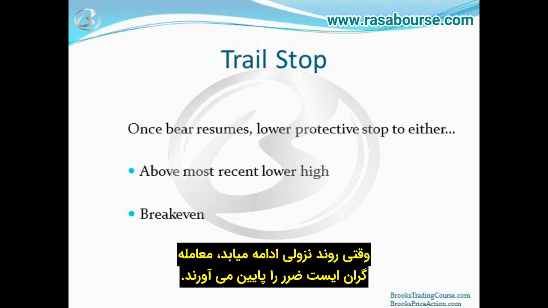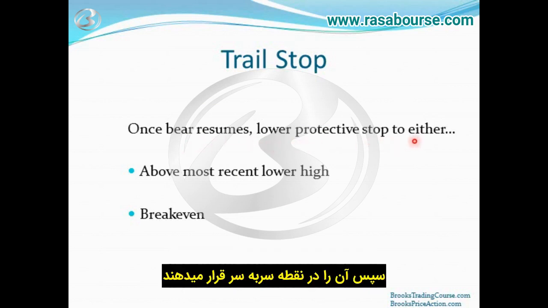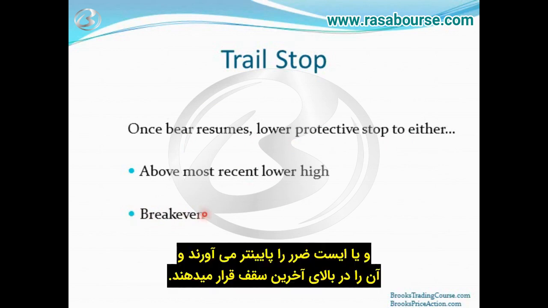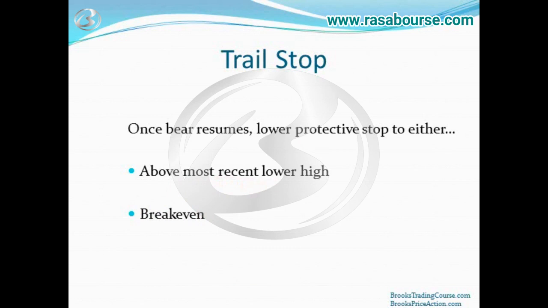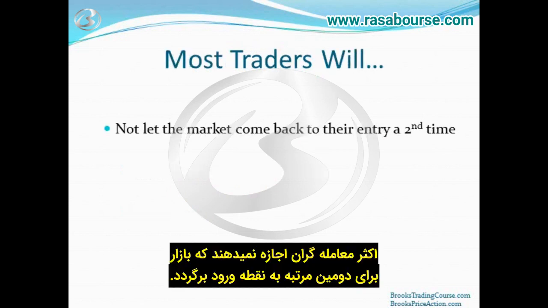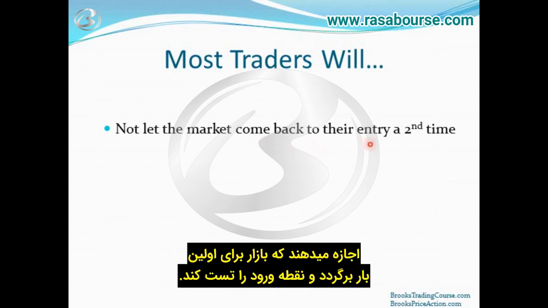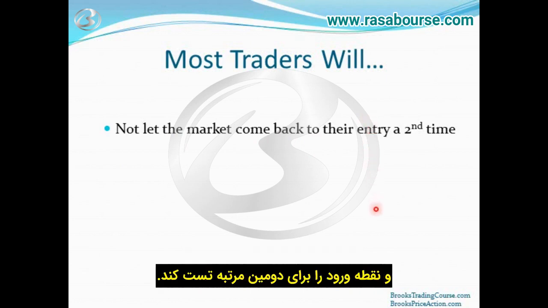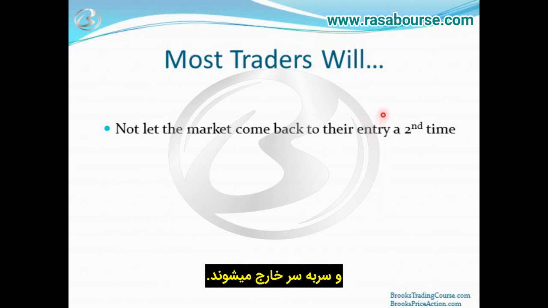Once the bear resumes, traders lower their protective stops. Either they just put them down to break even and allow bigger pullbacks, or they lower their stops to above the most recent lower high. Most traders will not let the market come back to their entry price a second time, right? They'll allow one test, but once the trend resumes again, they will not let the market come back and hit their entry price a second time. They'll get out at break even.